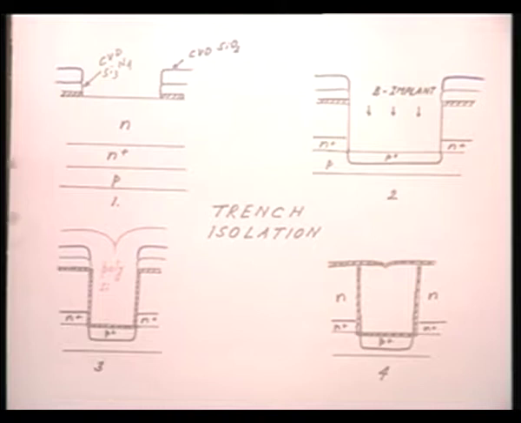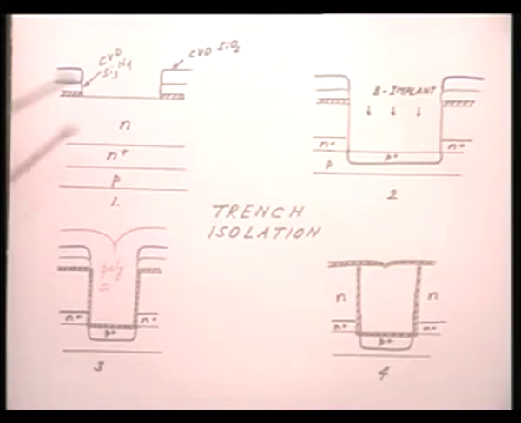What do I have? I have the P substrate, on top of that I have the N plus buried layer, and on top of that I have the N epitaxial layer. So far everything is identical to the older, the essential basic bipolar junction transistor technology, right. You have started with the P type substrate, you have the N plus buried layer, and on top of that you have grown the N epitaxial layer.